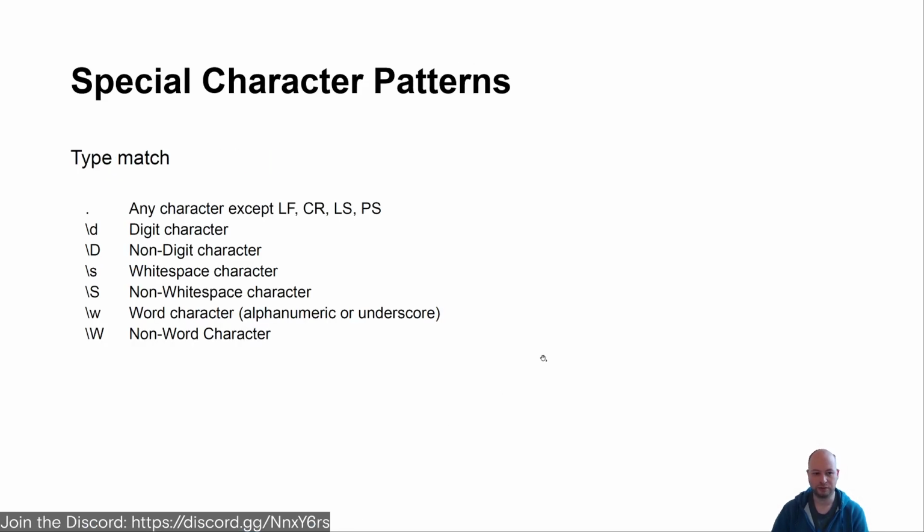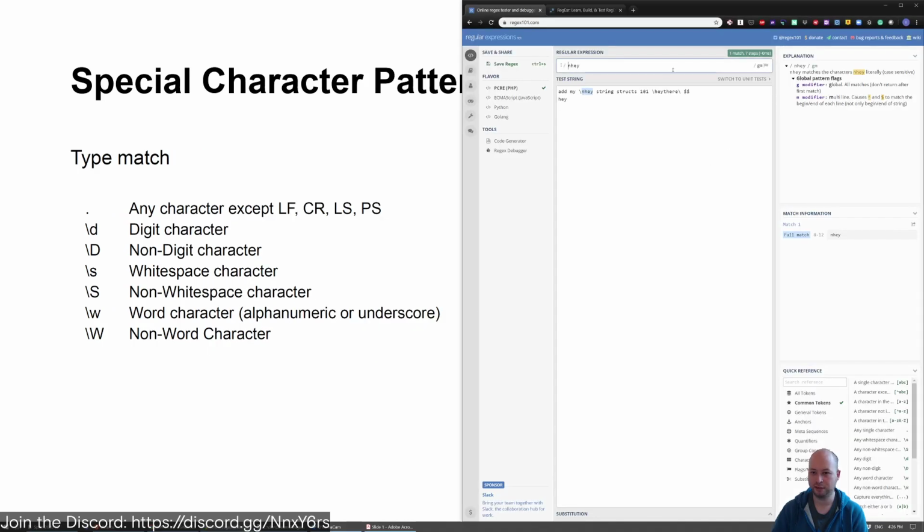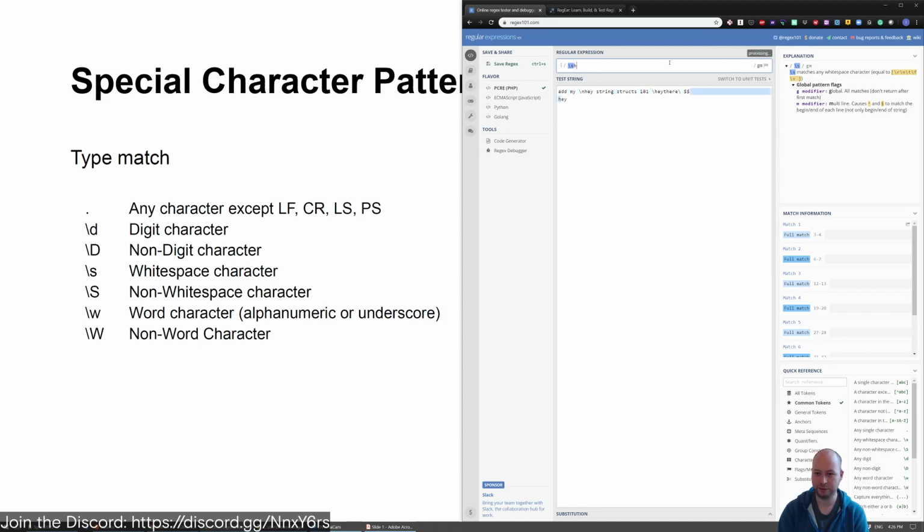Other character patterns, so dot is any character. Let's go through these. Dot, any character. Slash D is any digit character. Slash capital D is any non-digit character. Slash S, very useful, any white space character, which is really valuable because, again, if I do hey, it'll come up. So even new line and carriage return will be included in that. And capital S is non-white space.